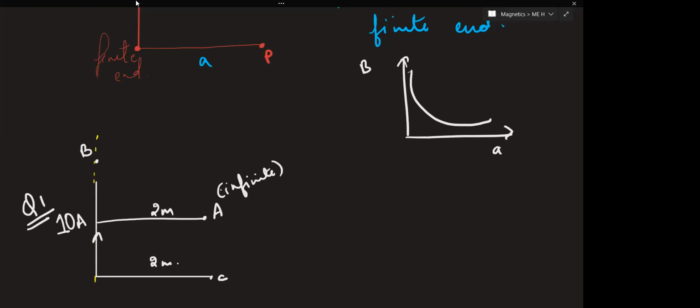See, here 3 points are given to you. A point is there, here the wire is infinite. C point is there, here the wire becomes semi-infinite for you. And B point is located on the axis. Don't worry about the B point. B point answers can be wrong, but at least A and C, both of them you can answer based on direct formula.